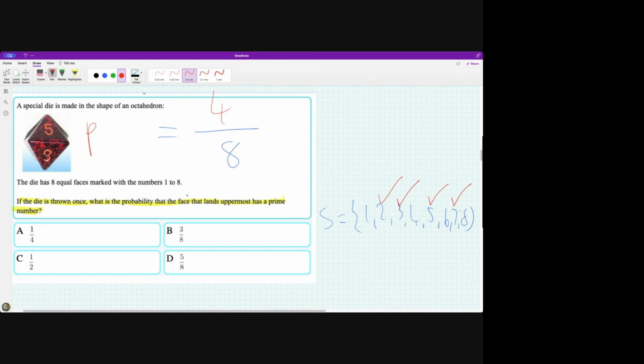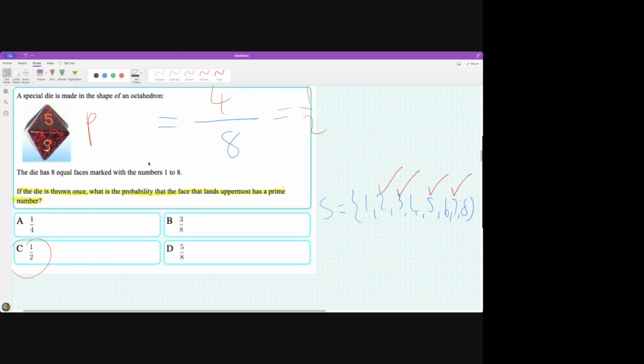So 4 out of 8, and that's the same as a half. And so it would be C. Everyone okay with that? Give me a thumbs up if you are with me. Okay, fantastic. So we are getting more familiar with this probability thing. So let's just keep swimming.